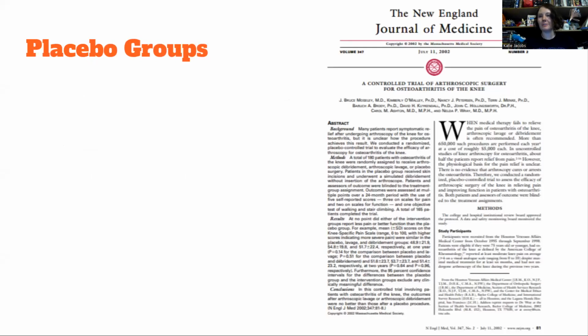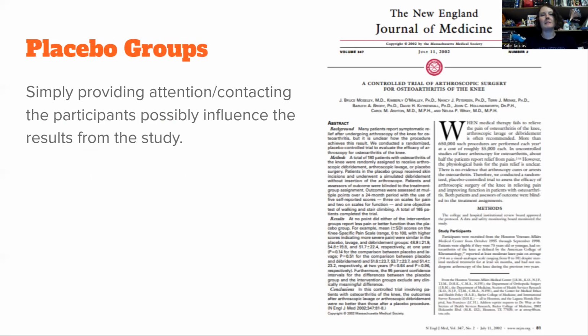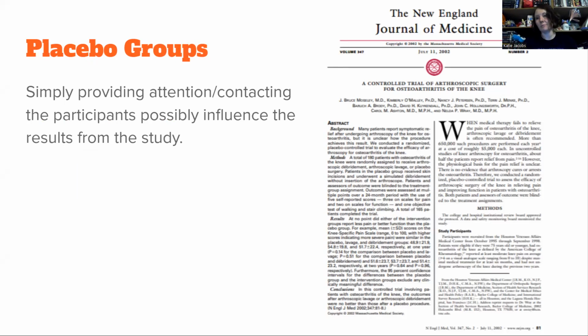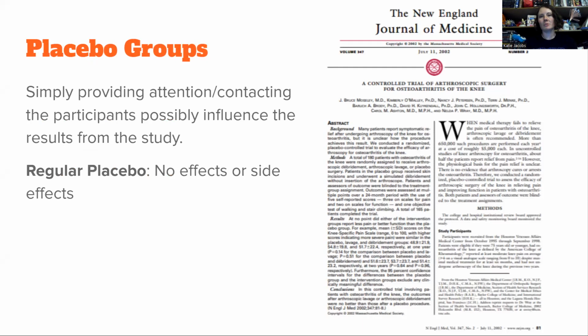We also learn about placebo groups, and you don't need to write that article down or anything, but we're going to talk about it in a minute. This is simply providing attention. We have placebo groups because we know that simply providing attention and contacting the participants possibly influences the results from a study. Y'all probably have heard of the placebo effect, where if someone believes in the pill that they're taking, even if there's no actual effects to it, they see improvement in whatever symptoms, or they report improvement. So sometimes we'll have regular placebos. These are where it could be a sugar pill that has no effect or side effects, and people take it and nothing happens.